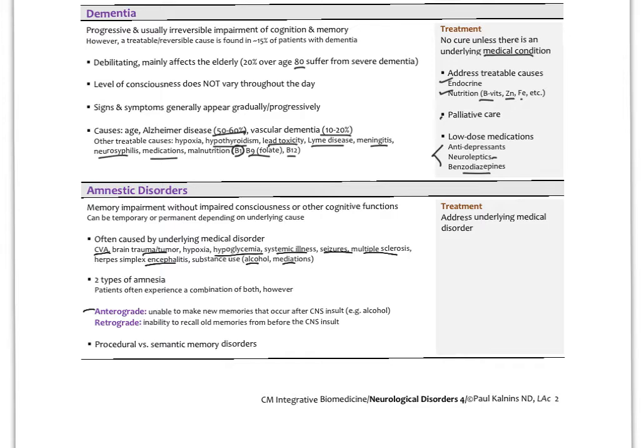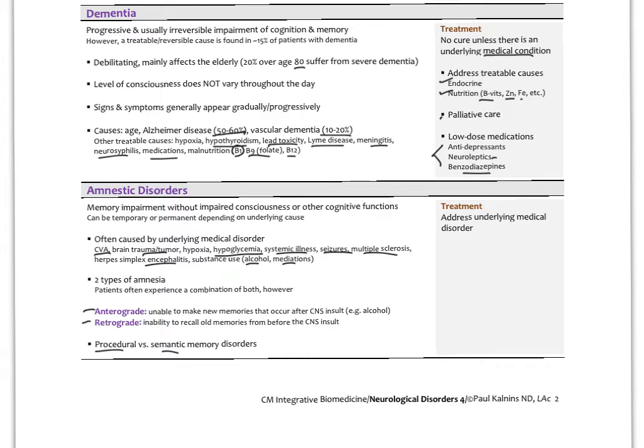Retrograde is the inability to recall old memories from before the CNS insult. So we can have anterograde or retrograde amnestic disorders. And then we can have problems in either procedural or semantic disorders. So procedural is remembering how to do something. Semantic is more remembering sort of basic ideas or concepts around something. So that's procedural or semantic disorders.